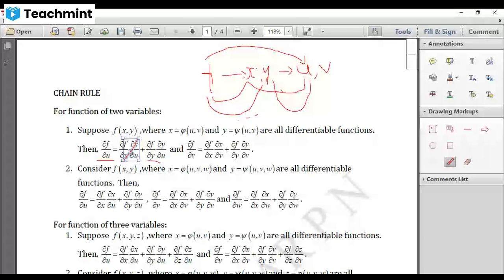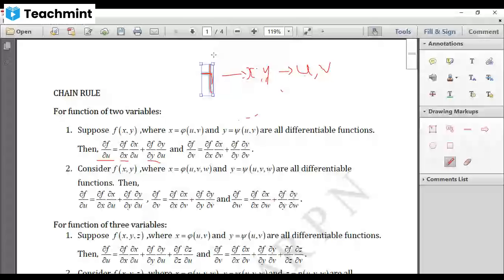You cannot do that, but that is an idea to see how you're finding. Next, how to differentiate f with respect to another variable v. So we have differentiated f with respect to u. Now let us differentiate f with respect to v. How you are going to differentiate that?